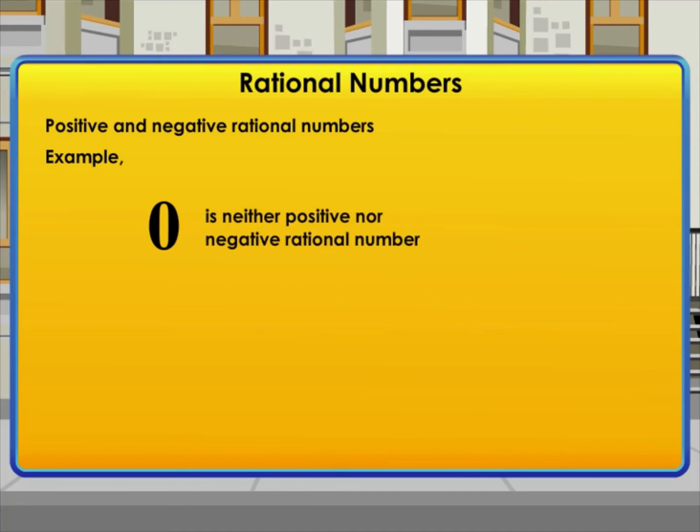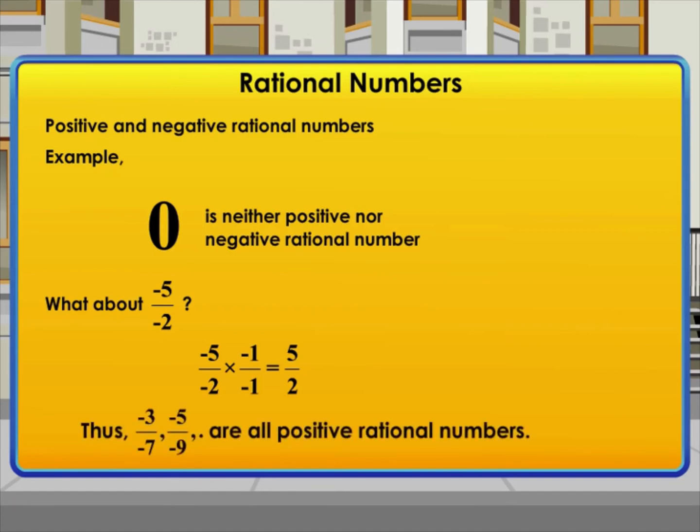The number 0 is neither a positive nor a negative rational number. What about minus 5 by minus 2? As we've done before, multiply the numerator and denominator by minus 1. We get 5 by 2. So the given rational number is a positive rational number. Thus, minus 3 by minus 7, minus 5 by minus 9, etc. are all positive rational numbers.